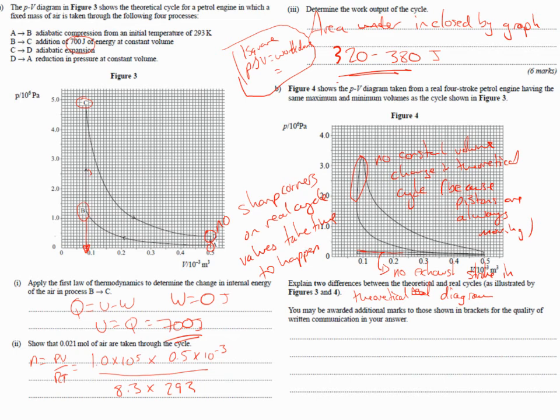And finally, you can't necessarily tell this from the graph without further calculation, but there will be a lower temperature in the real cycle because of incomplete combustion.